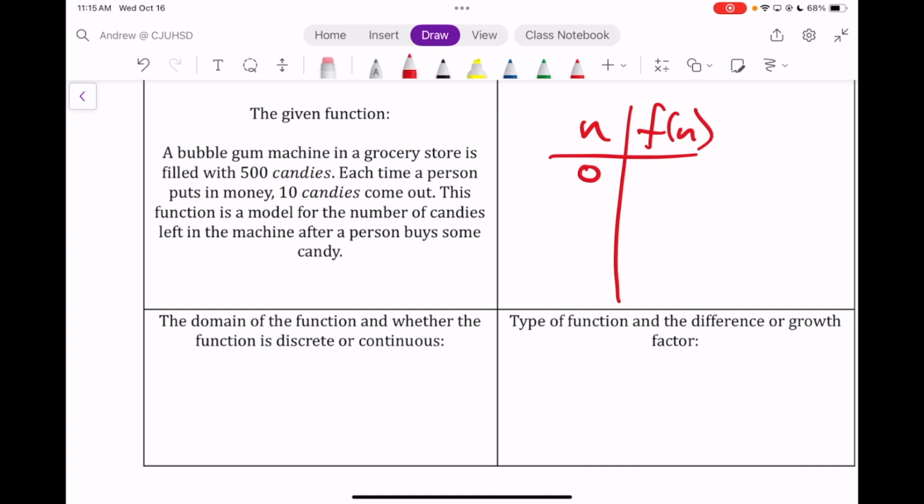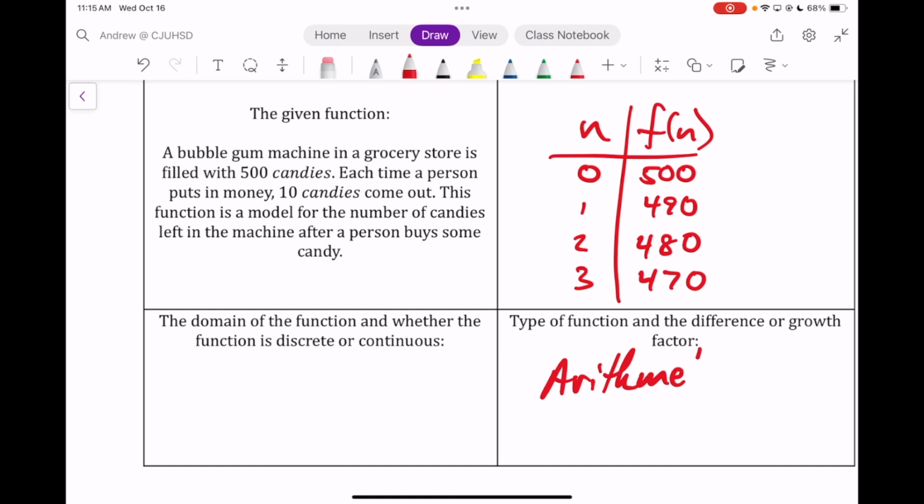No persons, 1 person, 2 persons, 3 persons. 500 candies, then we're going to lose 10, then we're going to lose 10, then we're going to lose 10. So this is definitely arithmetic. We are subtracting 10 each time. And it's going down by 10. So that's the difference.